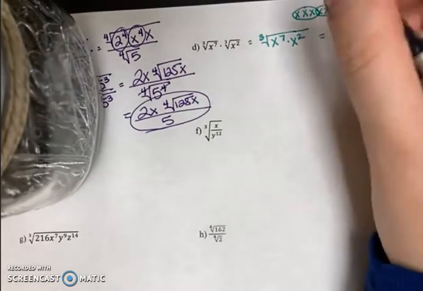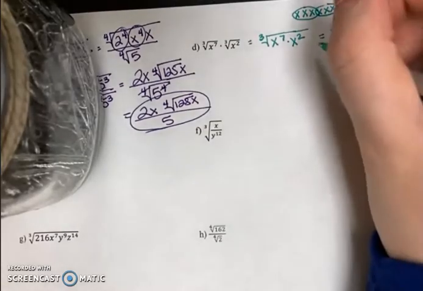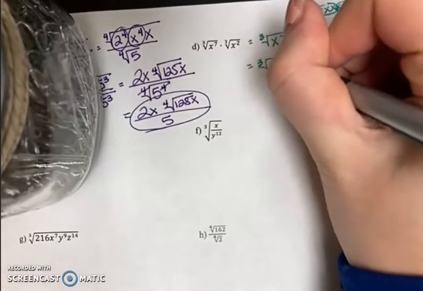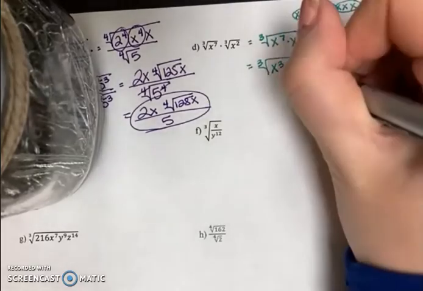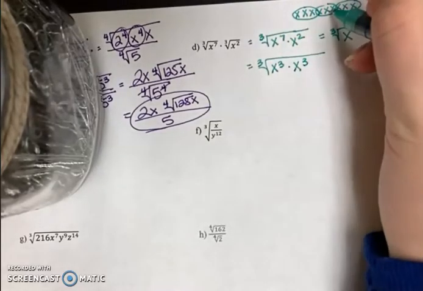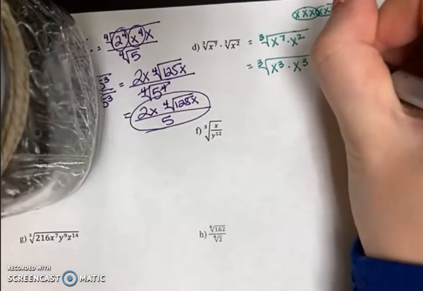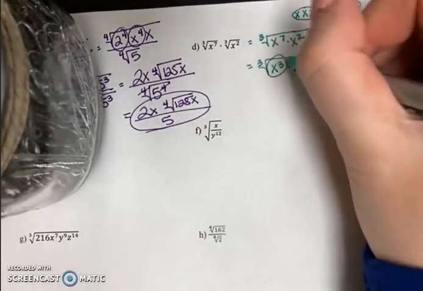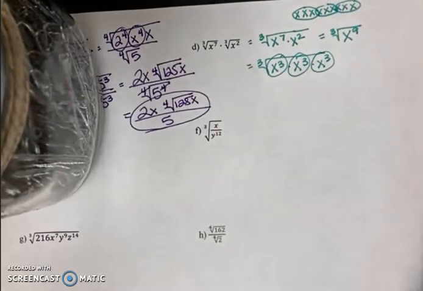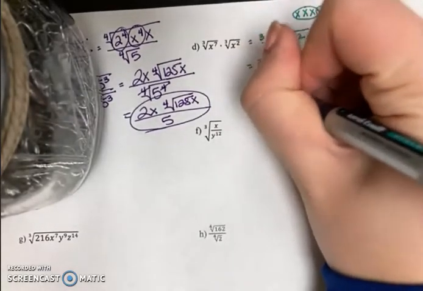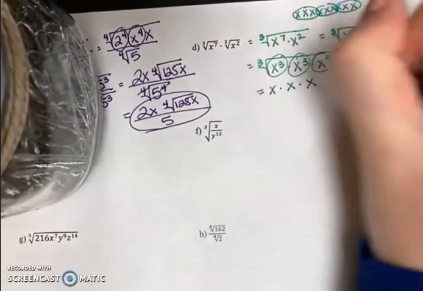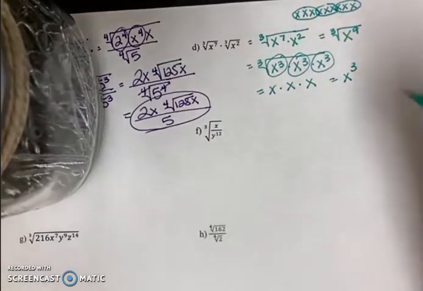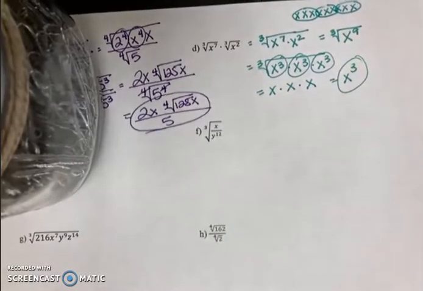So I can rewrite the x to the ninth power as the cube root of x cubed, because I have one set there, times x cubed, because I have one set there, times x cubed, because I have one set there. Which means I can pull out 3 x's, which is x times x times x, or that gives me x cubed as my final answer.